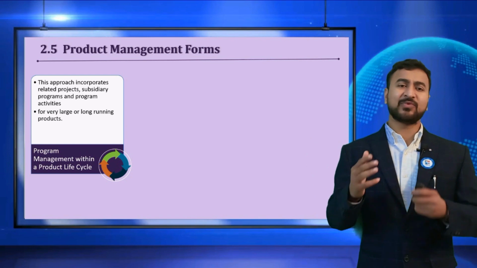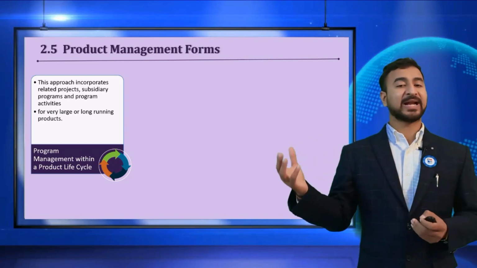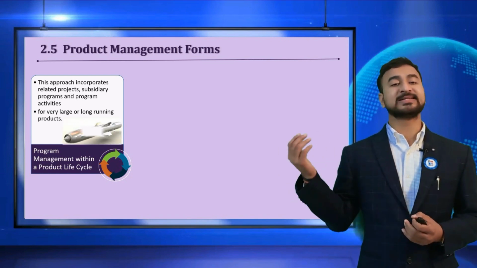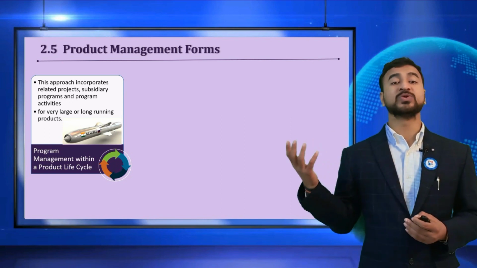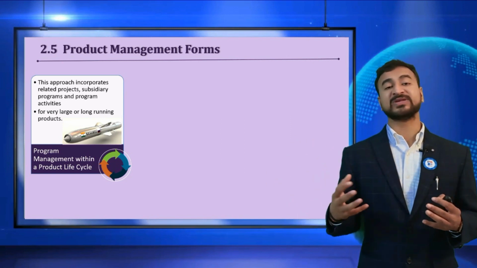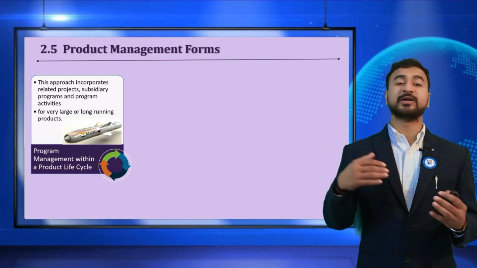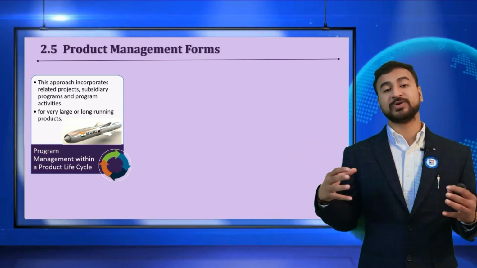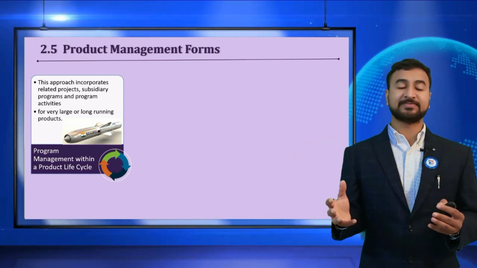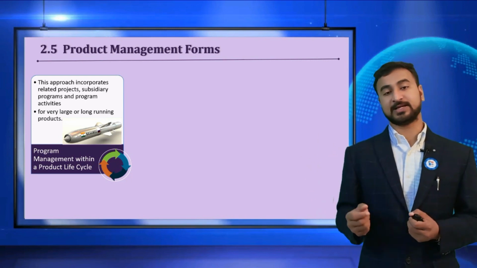If I wanted to give you an example for such a program management within the product life cycle, let's consider a bigger product like a BrahMos missile. That would be a product which is highly complex and requires different projects. So that longer duration requires program management within the product life cycle.